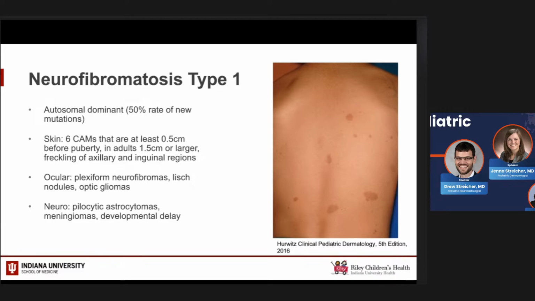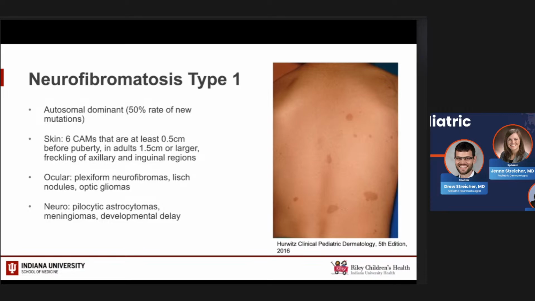So when you see 6 CAMs, I apologize, I probably should have written that out, a cafe au lait macule. So 6 cafe au lait macules that are at least a half a centimeter before puberty. So in my young infants, when they're coming in at 1 year of age, and they're having at least 6 of these. And then in adults, we count them only when they're 1.5 centimeters or larger. Freckling of the axillary and inguinal region. So what that means is what you think about as freckles on the cheeks, you're seeing a bunch of those in the axillary vault.